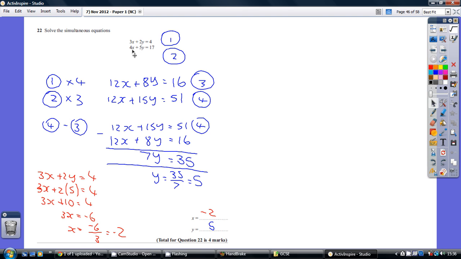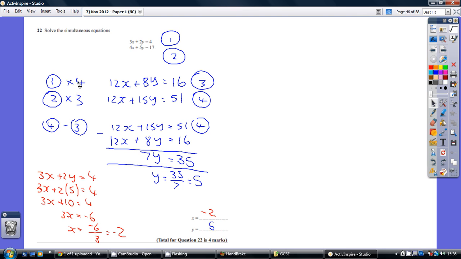I've got 3 x's here, 4 x's here. If I times the top one by 4 and the bottom one by 3, I will get 12 x's in each. So that's what I'm going to do. So I'm taking my first equation and timesing it by 4, and my second equation and timesing it by 3.